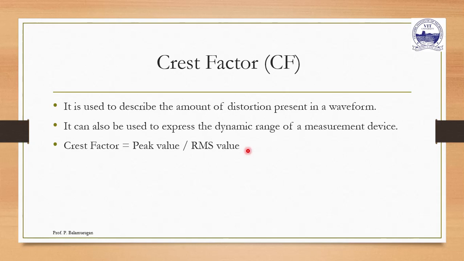Next factor is the crest factor, and it is used to describe the amount of distortion present in a waveform. Mathematically it is represented as the ratio of peak value to the RMS value of the waveform, and it is used to express the dynamic range of a measurement device.